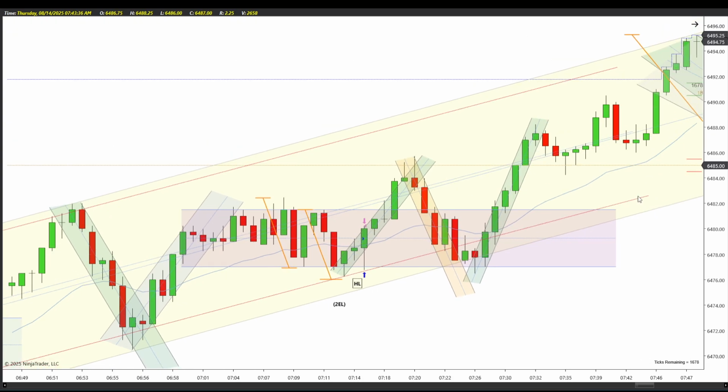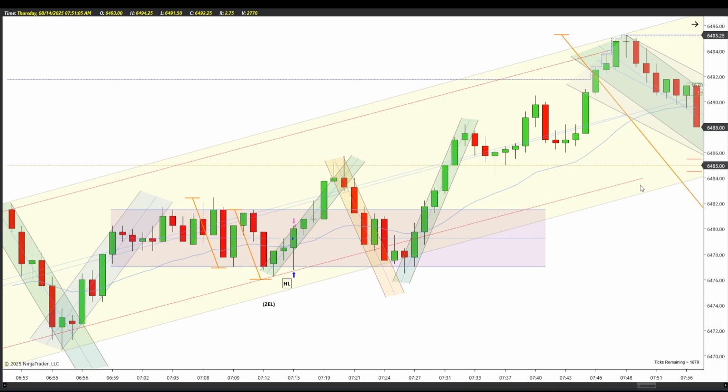It's pushing upwards. So now I have a break on the low side, and now I have a break on the high side. And it keeps going up.